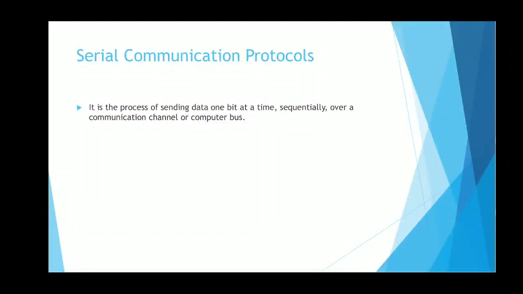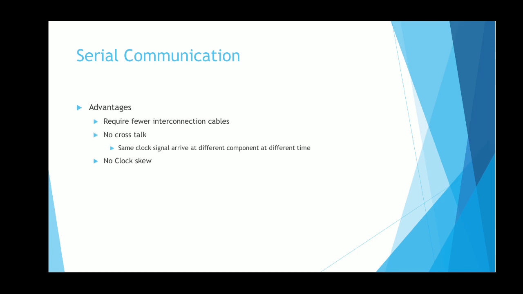Serial communication is a process of sending data one bit at a time sequentially over a communication channel. But in the case of parallel communication, we can send multiple bits of data simultaneously through multiple communication channels. In comparison to parallel communication, serial communication offers a lot of advantages. These are the main advantages of serial communication. It requires fewer interconnection cables because we are sending data in a serial manner.